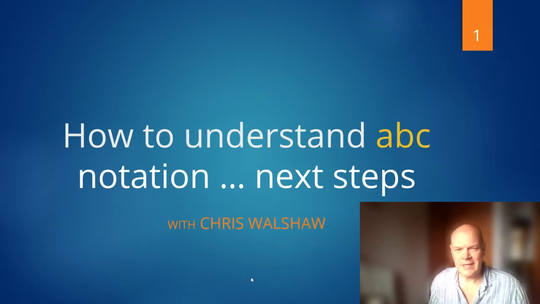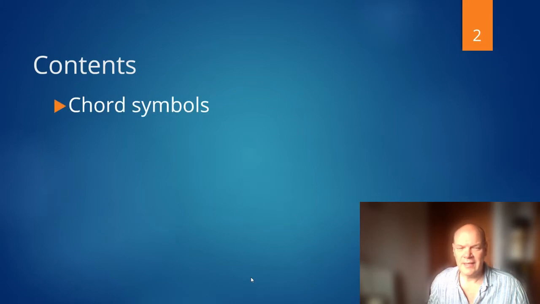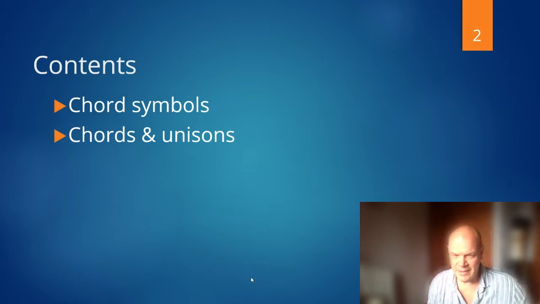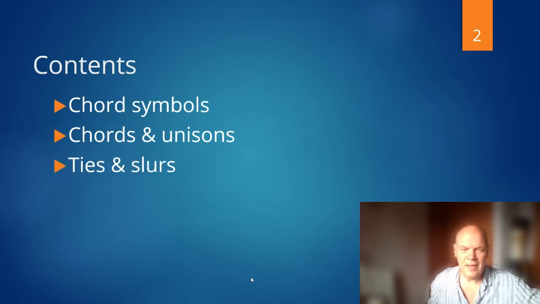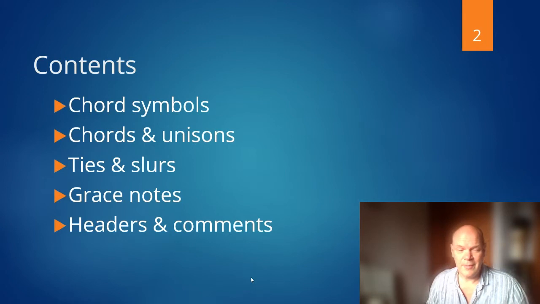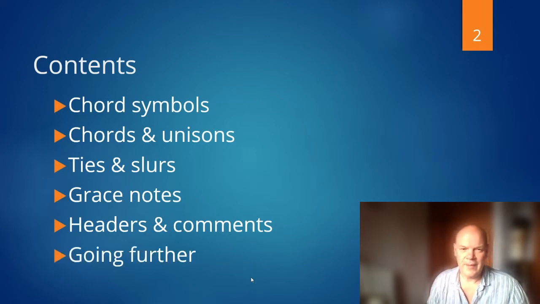Okay, so what are we going to cover today? We're going to look at chord symbols. We're going to look at chords and unisons. So chord symbols being the letters that get written for the accompaniment, chords when we have more than one note being played at the same time. We'll look at ties and slurs. We'll look at grace notes, headers and comments, so extra things you can put in information about the tune and so on, and a little bit about going further. Okay, so let's start with chord symbols.